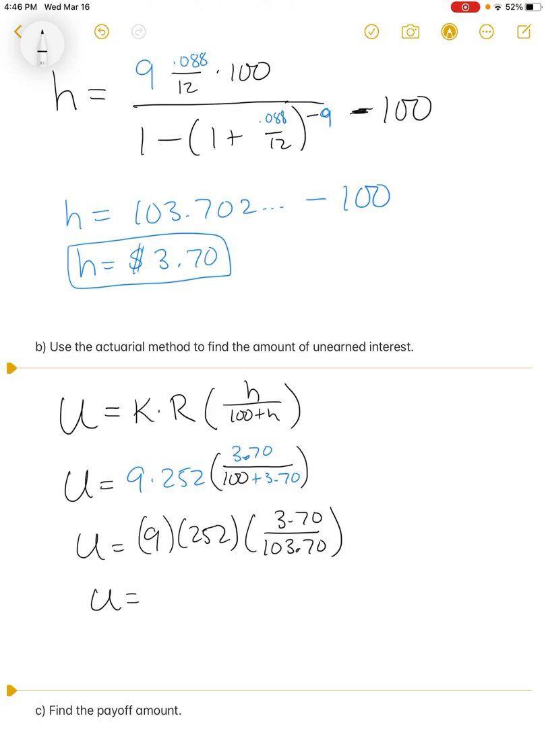Just working left to right, I would type in my calculator 9 times 252 times 3.70 divided by 103.70. And I get the answer 80.921, and it just keeps going. Now remember, this is unearned interest. This is money that the bank didn't get. So we're going to do their rounding to the nearest cent. And they've missed out on $80.92 in interest that you would have paid if you had just continued to make those last remaining 9 payments.